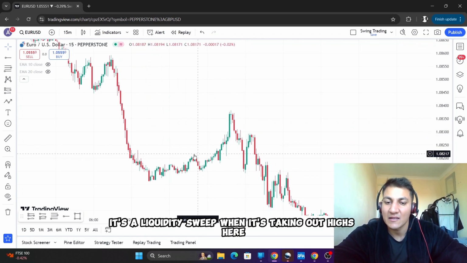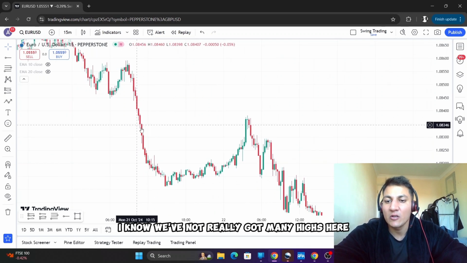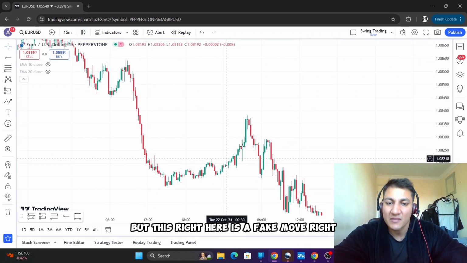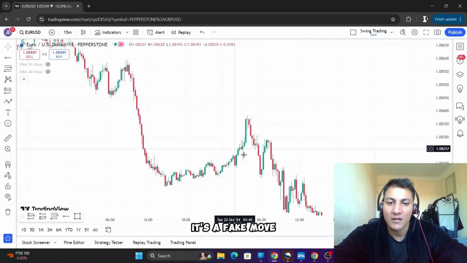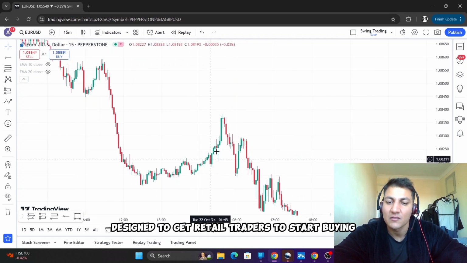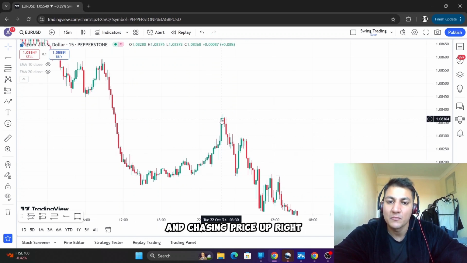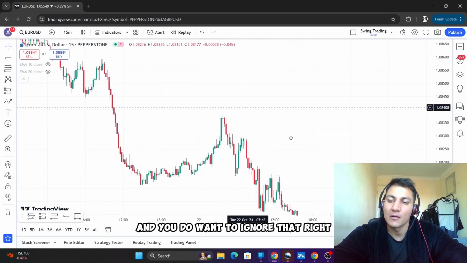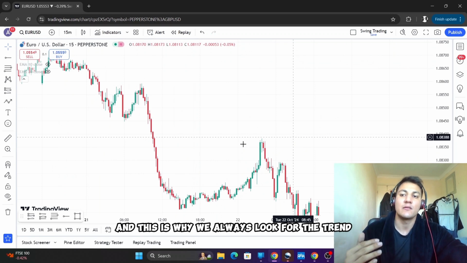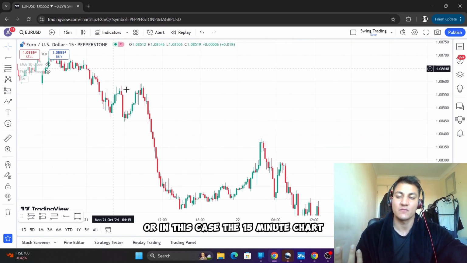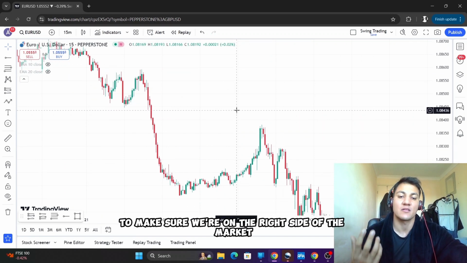It's a liquidity sweep, and it's taking out highs here. I know we've not really got many highs here because Euro's been dropping, but this right here is a fake move, right? It's a fake move designed to get retail traders to start buying and chasing price up, right? And you do want to ignore that. This is why we always look for the trend on the higher time frames, or in this case, the 15-minute chart, because we want to make sure we're on the right side of the market.